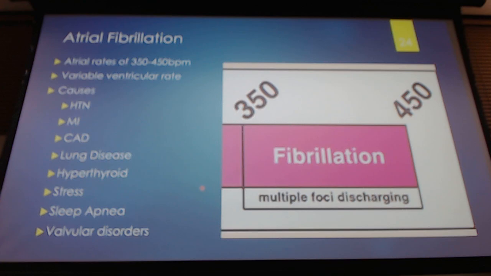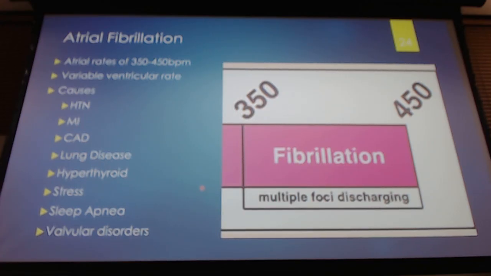I have seen young people that had undiagnosed thyroid problems that put them into atrial fibrillation, and then ultimately they got their thyroid problem diagnosed because of the atrial fibrillation. People with sleep apnea are more prone to atrial fibrillation, and of course those with valvular disorders have an increased risk. Our rate is pretty fast with this. Our atrial rate, again, is 350 to 450. Ventricular rate is going to vary.